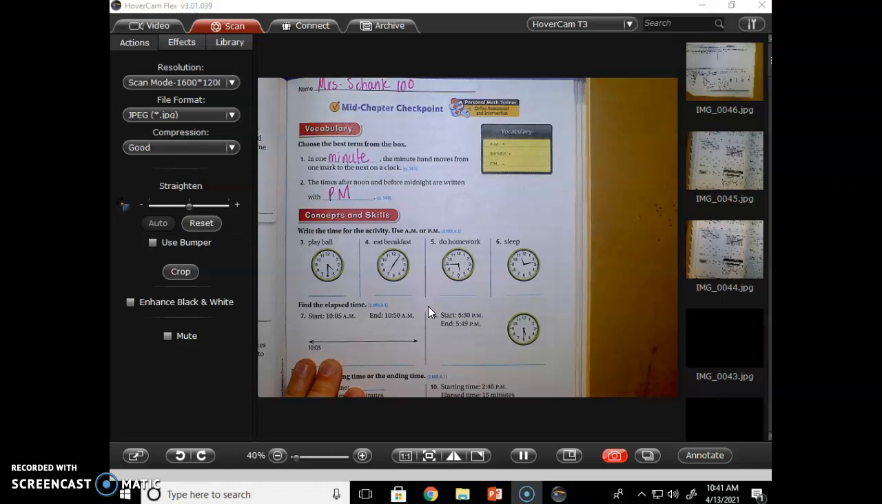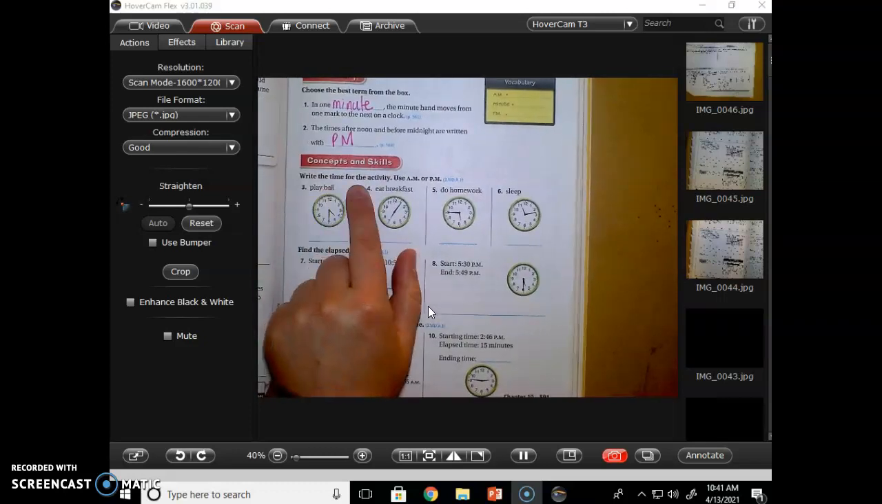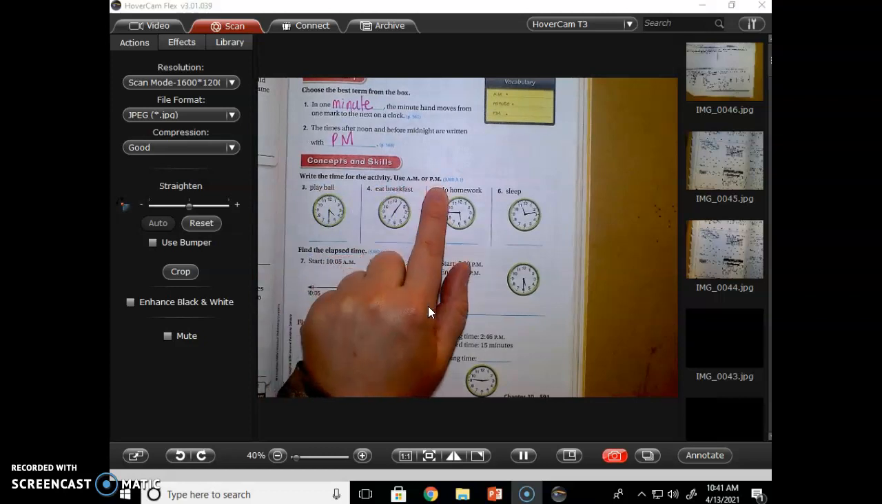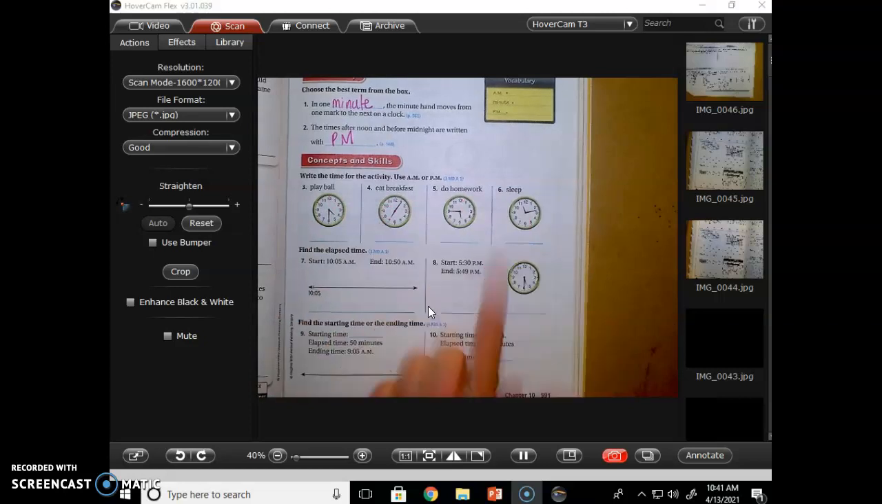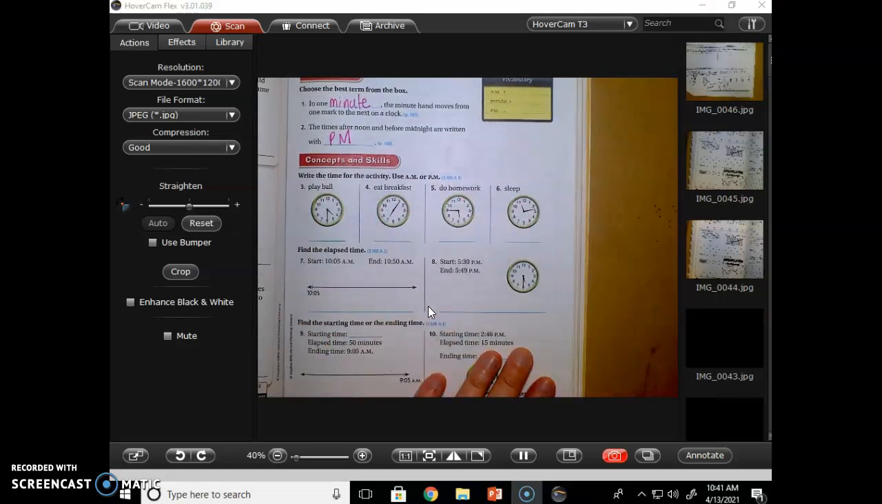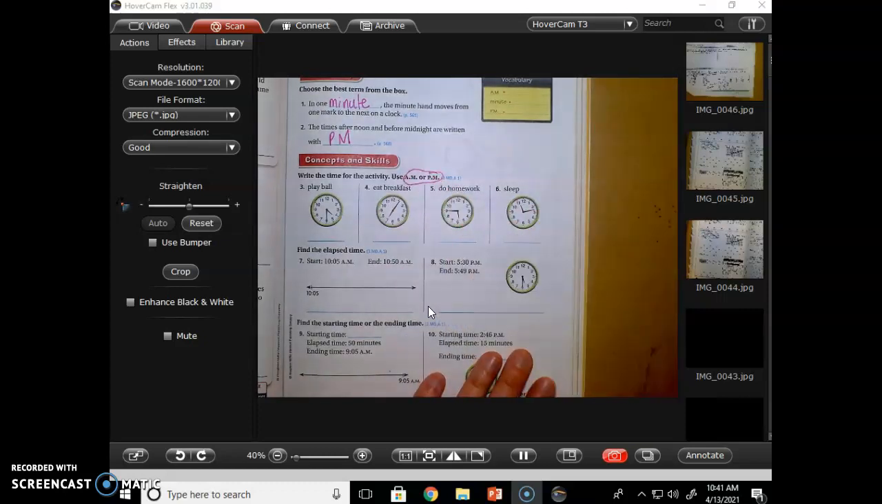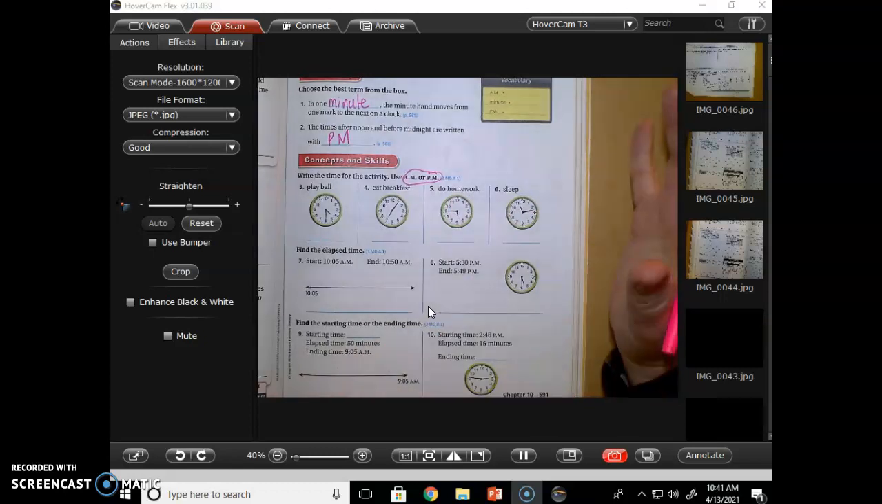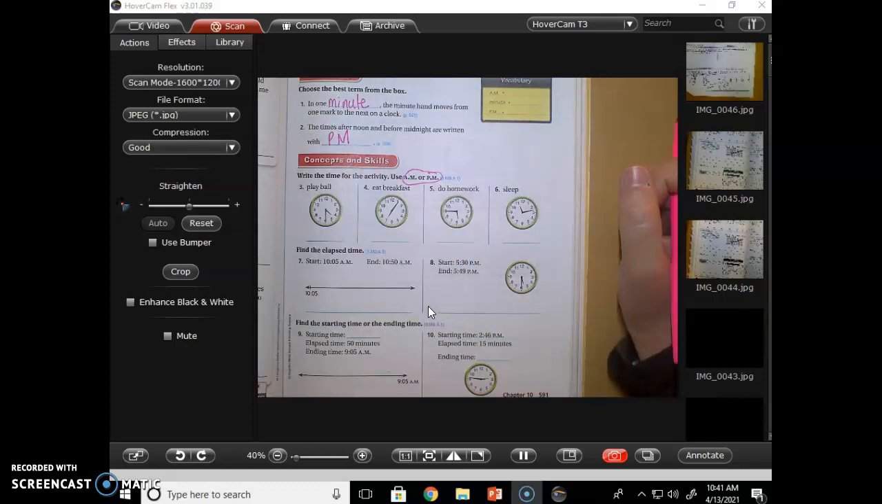Okay, we're going to go over the directions for the rest of this page here. Our concepts and skills. Write the time for the activity. Use AM or PM. So they give us an activity in number 3, 4, 5, and 6. You need to write the time. So you're going to look at the clock, tell me what time is it, and you're also going to use AM or PM. Thinking, when does this happen? Does it happen from midnight till noon, our AM, or does it happen from noon to midnight, our PM time?